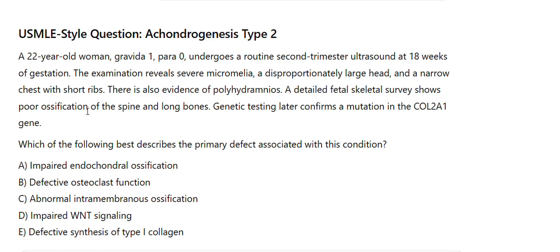A detailed fetal skeletal survey shows poor ossification of the spine and long bones. Genetic testing later confirms a mutation in the COL2A1 gene. Which of the following best describes the primary defect associated with this condition?